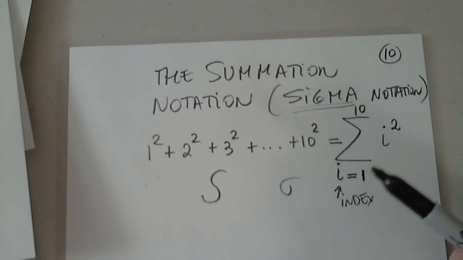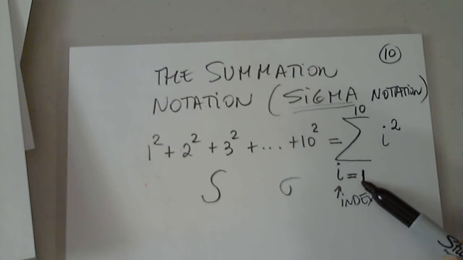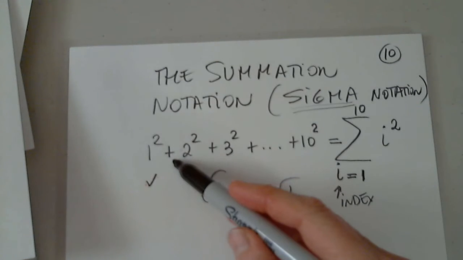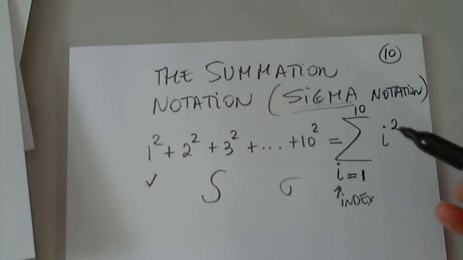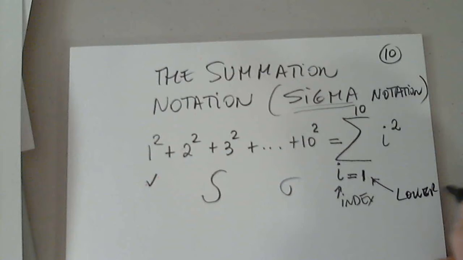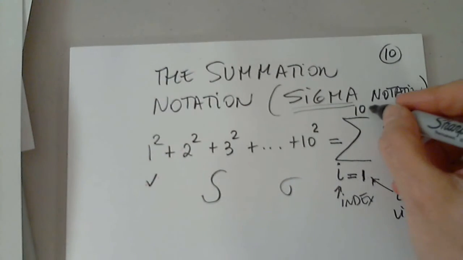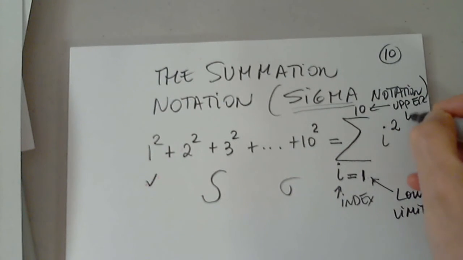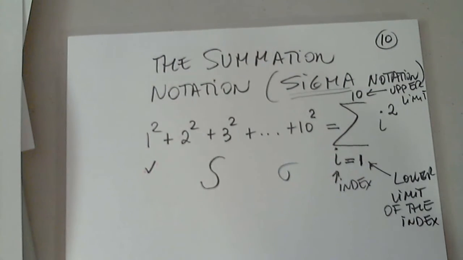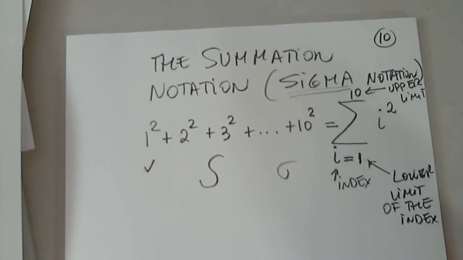Okay, let's go back and explain this. When i is 1, I have 1 squared. Done. Sum plus. When i moves on to 2, this is the lower limit. This has nothing to do with this word of limit here. So lower limit, 10 is the upper limit of the index. It has nothing to do with the word lim that we've been using with the operator lim.